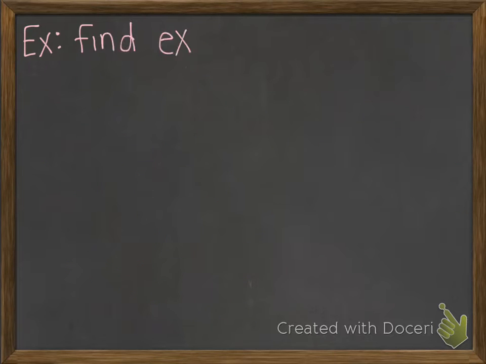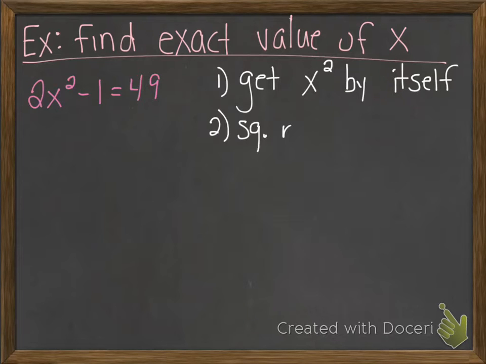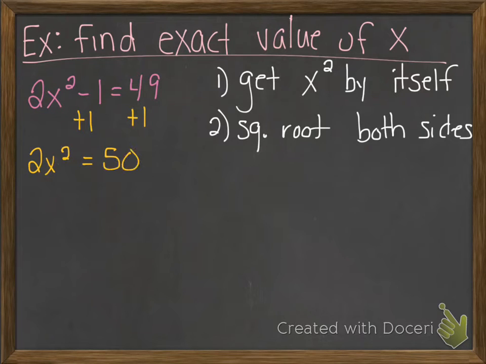Let's try, here's one more example that you have on your homework, and it's going to be solving for x. All right, my goal is to first get x squared by itself. Then I'm going to take the square root of both sides, and when I take square root of both sides, I'm either going to get a whole number or I'm going to use what we just learned to simplify as much as possible. So when we're getting x squared by itself, it's just like getting x by itself. So here my first step is to add 1 to both sides. When I do that, I get 2x squared equals 50. Then to get x squared by itself, I divide by 2. I'm left with x squared equals 25.